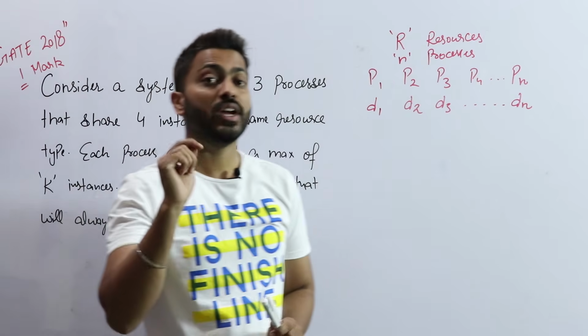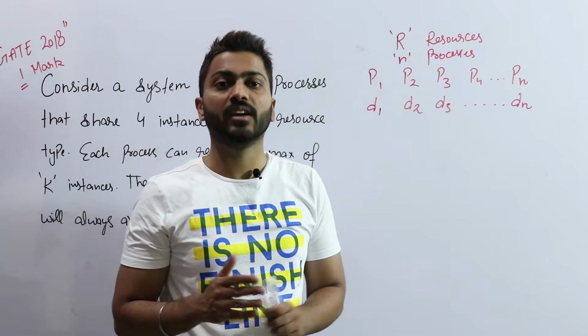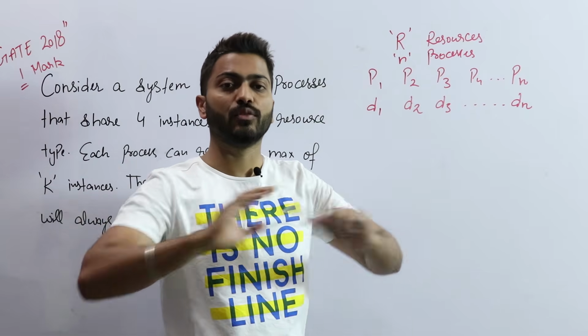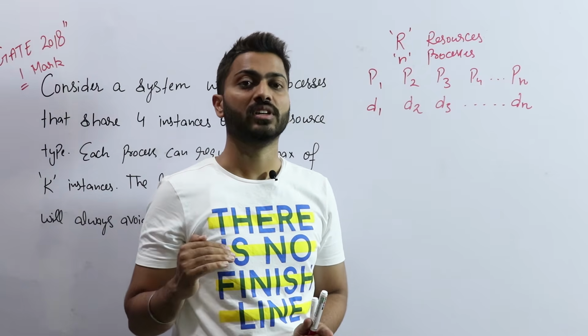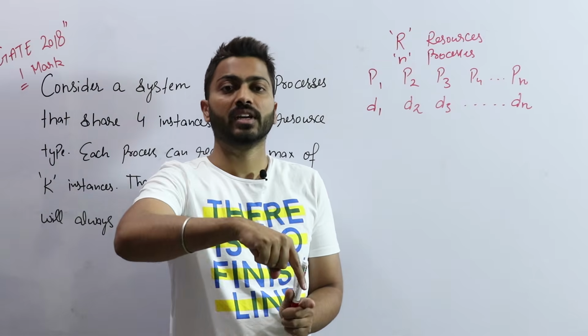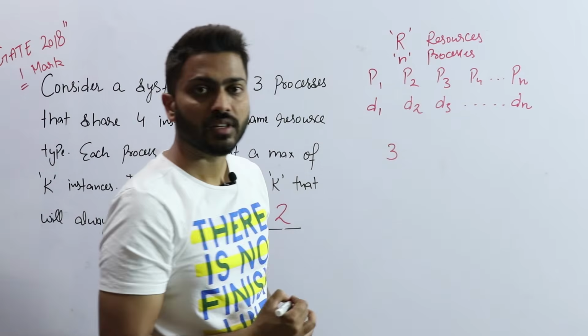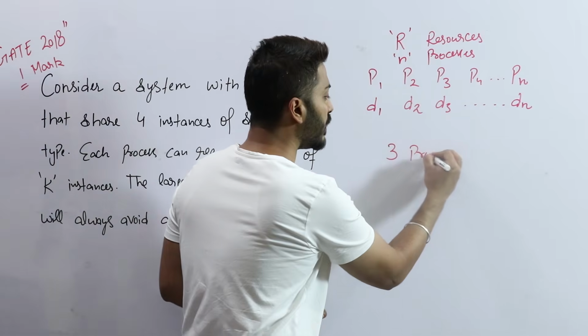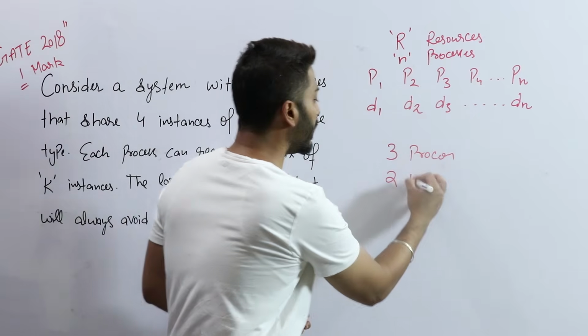But here we have to find the minimum. It should not be that we directly fulfill the maximum demand. We have to find the minimum number of resources, meaning the resources should be fewer and the deadlock should be removed. It should not be like, let's say, 3 processes and 2 is the demand.